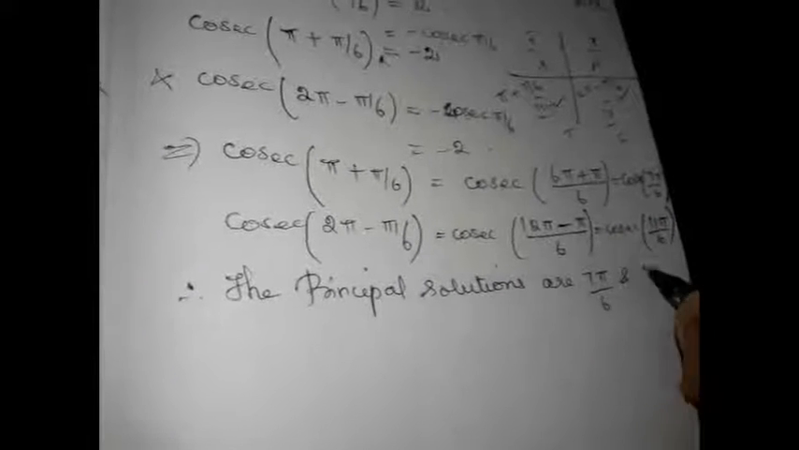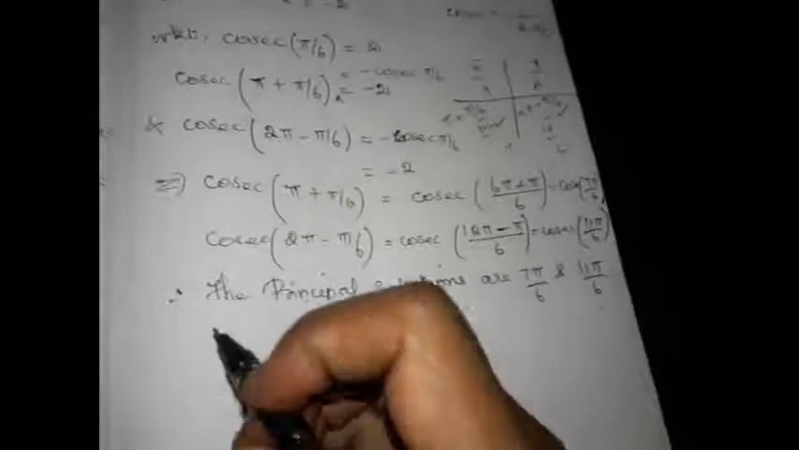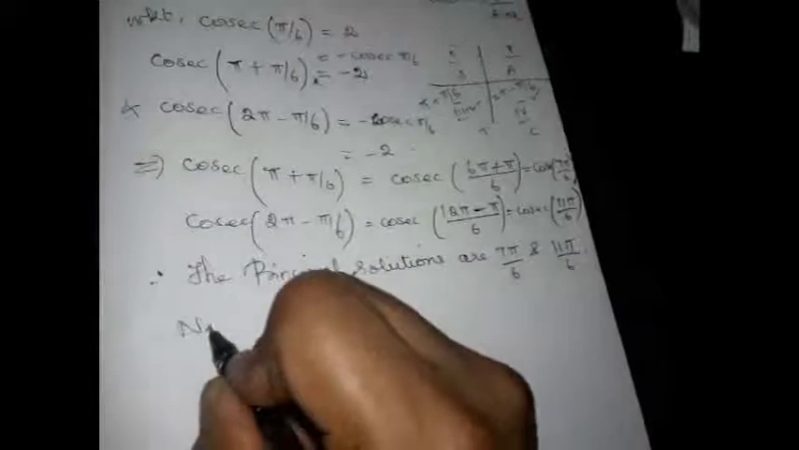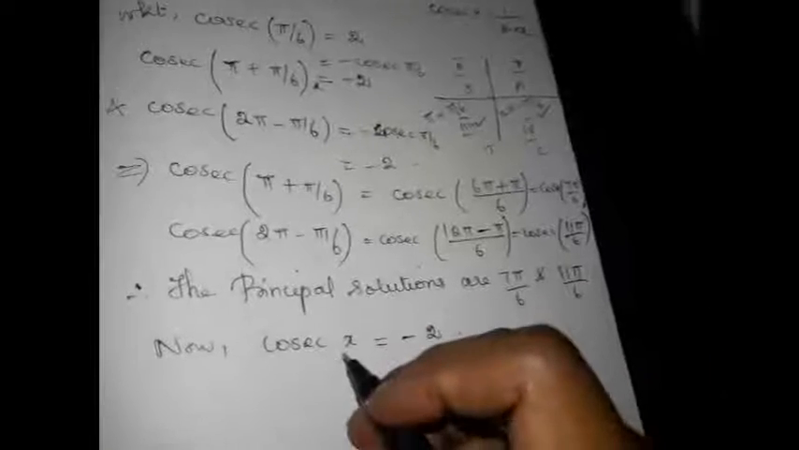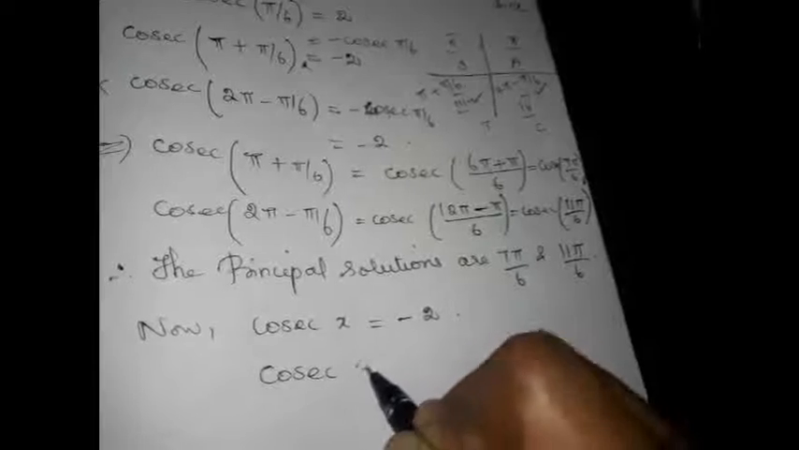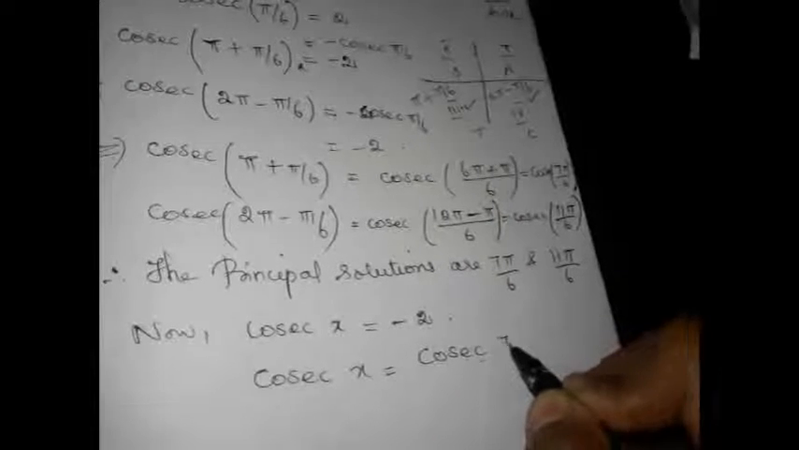Therefore, the principal solutions are 7 pi by 6 and 11 pi by 6. Now we need to find the general solution. It is given that cosec x is equal to minus 2. This is what is given in the question, right? Now this minus 2 can be written as what? Either 7 pi by 6 or 11 pi by 6. Use any one solution. So I can write it as cosec 7 pi by 6, right?